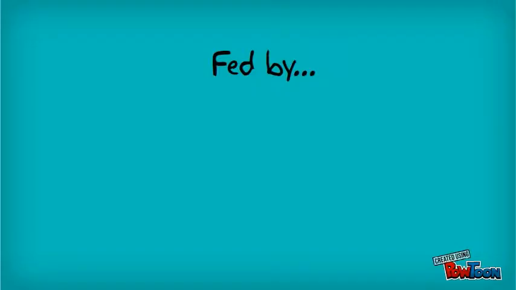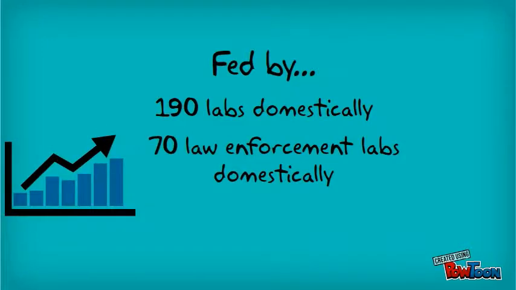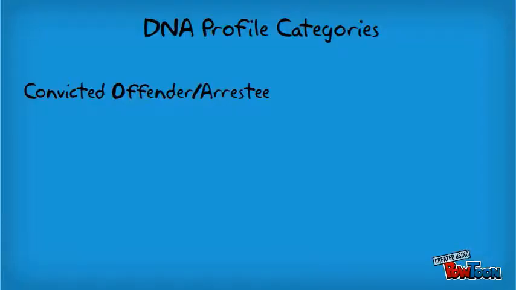Currently, CODIS is fed by 190 labs domestically and also 70 law enforcement labs domestically, as well as 40 countries internationally. And in CODIS, the DNA profiles are separated by the following: a convicted offender and arrestee, and this is why when a subject is convicted, they're required to give a DNA sample.